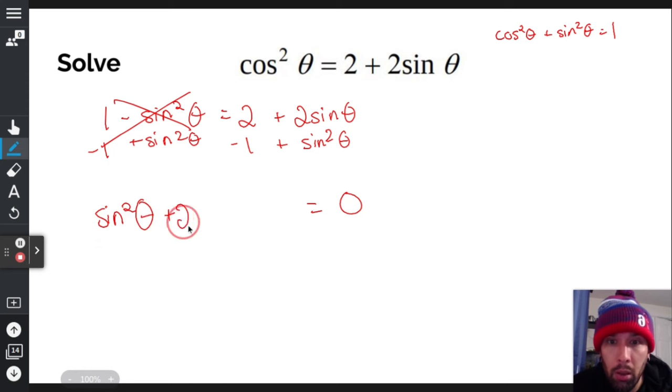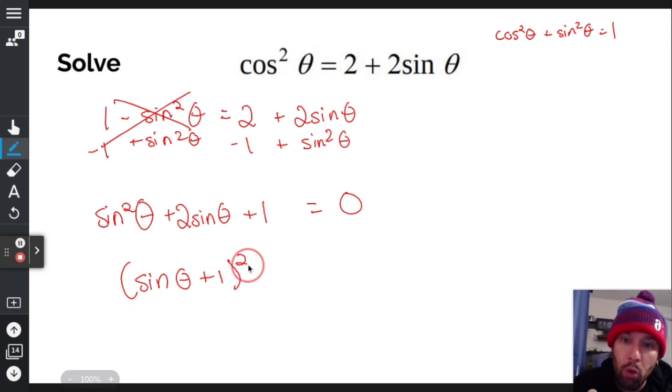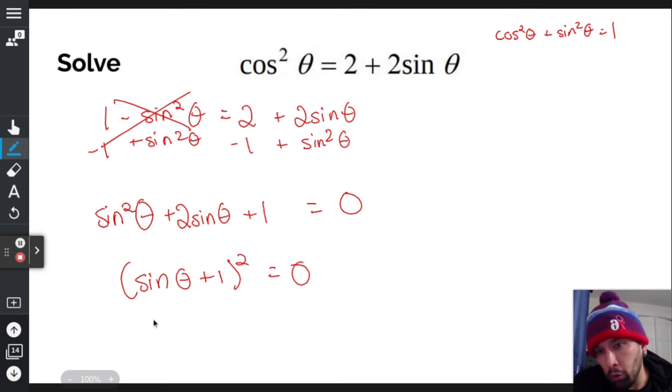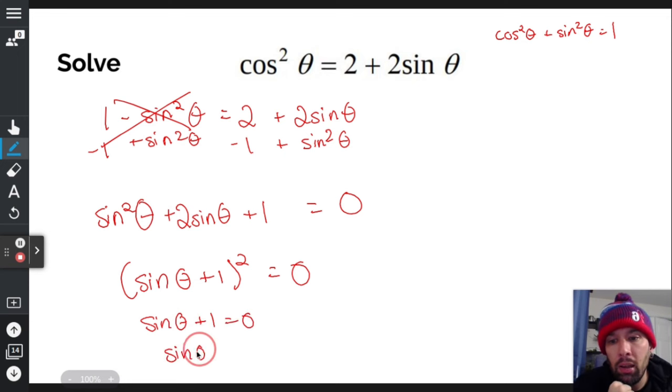plus 2 sine theta plus 1. A perfect square trinomial. That is sine theta plus 1 squared equals 0. So I don't have to do both. Sine theta plus 1 equals 0. Sine theta equals negative 1.